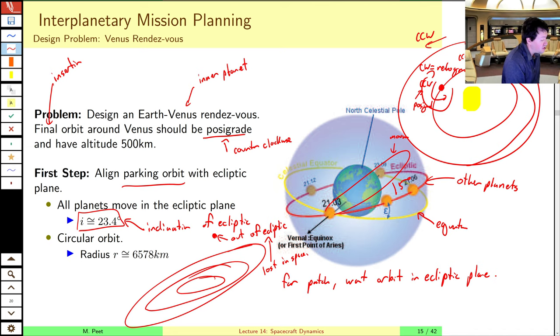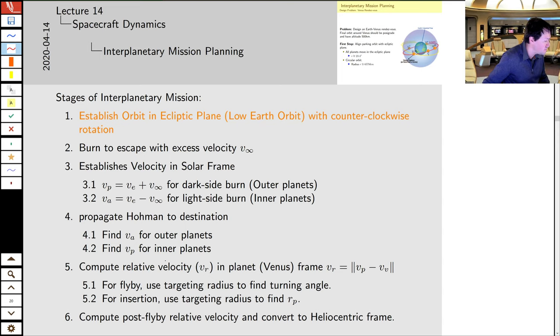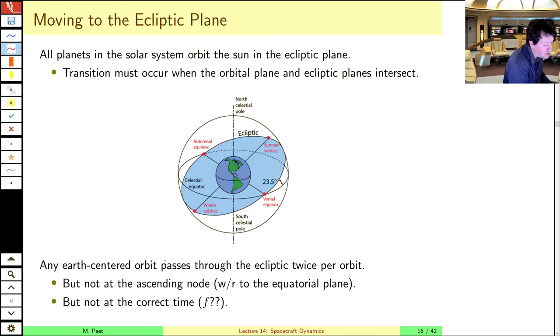Anyway, we want to establish a parking orbit which is 23 degrees inclined. Fortunately, that's less than most launch sites, so it's doable. The circular orbit we're going to start with is at a 200 kilometer altitude. That's our first step. So again, here's the same picture. Inclination of the ecliptic is 23 degrees. You need your orbital plane of your parking orbit to be in the ecliptic plane. So the first step is, of course, to get into the ecliptic plane.